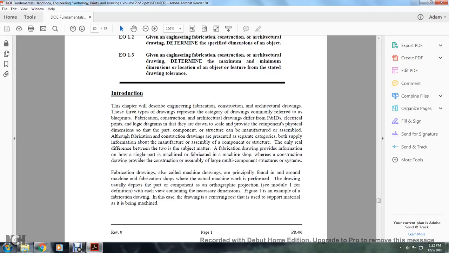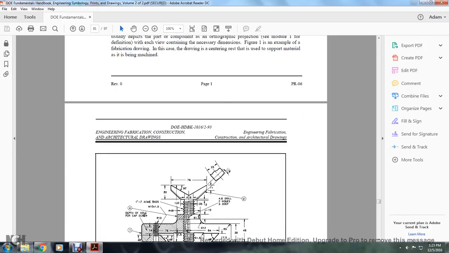Fabrication drawings are also called machine drawings, the type found within and around machine fabrication shops where actual machine work is performed. The drawings usually depict the part in a complete orthographic projection. See Module 1 for the definition of views, each view containing the necessary dimensions. Figure 1 is an example of a fabrication drawing. In this case, the drawing is of a centering rest with the support material being machined.